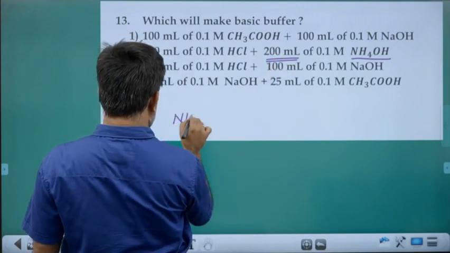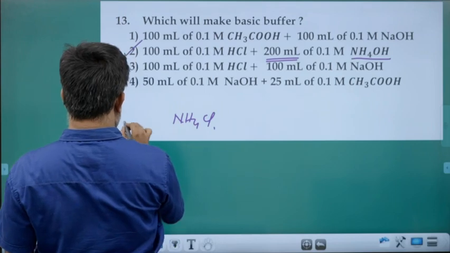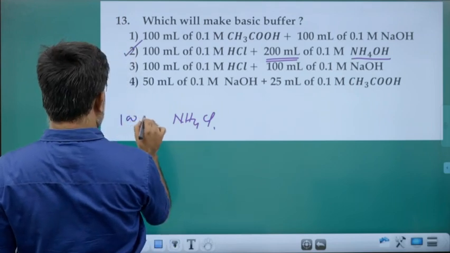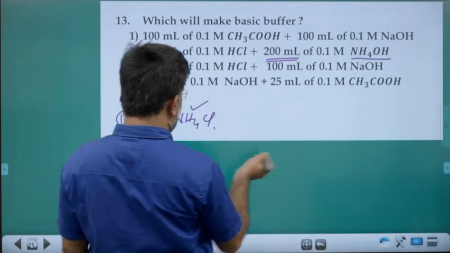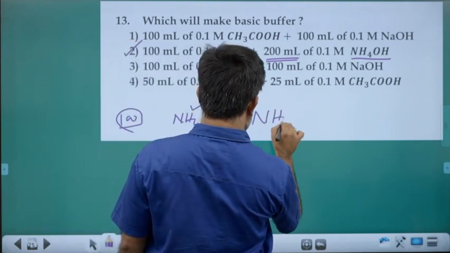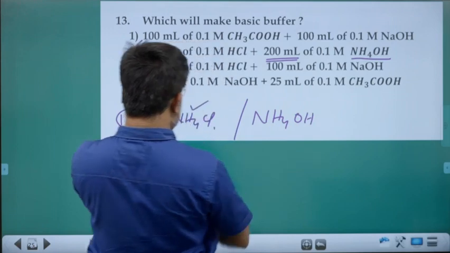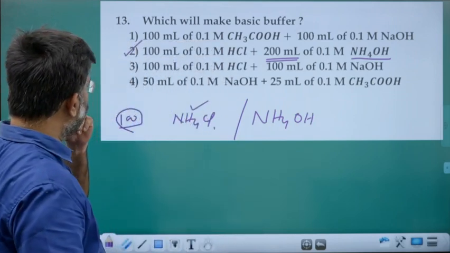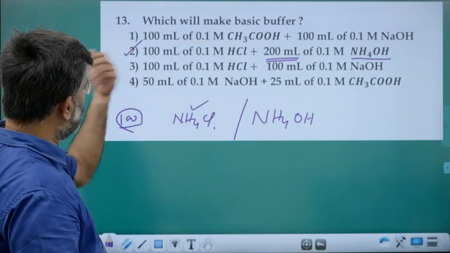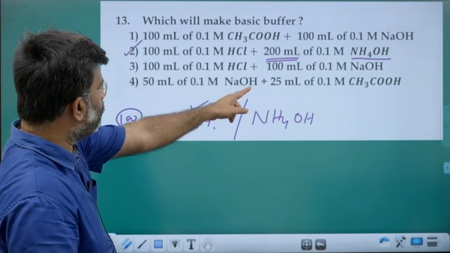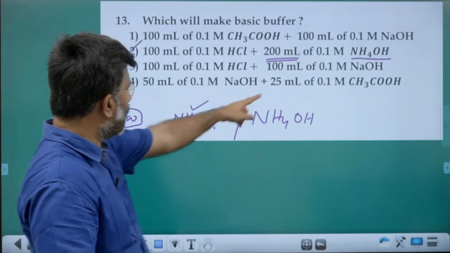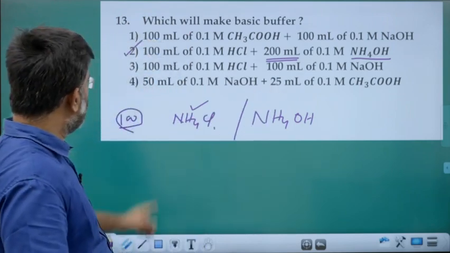You will get ammonium chloride, how much? 100 ml. By reacting 100 ml, ammonium chloride will be formed, and the remaining ammonium hydroxide will be there. So this can act as a basic buffer. Option 2. The third one is not at all a buffer. The fourth one will not make a buffer because the acid is less in quantity. So it is option 2.